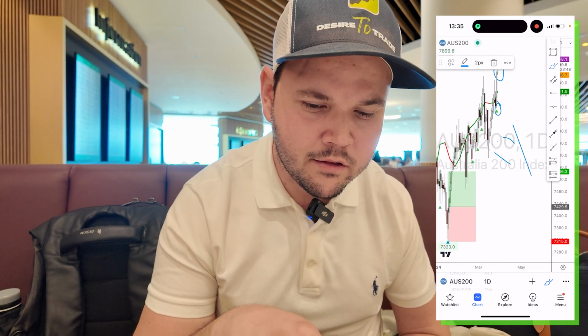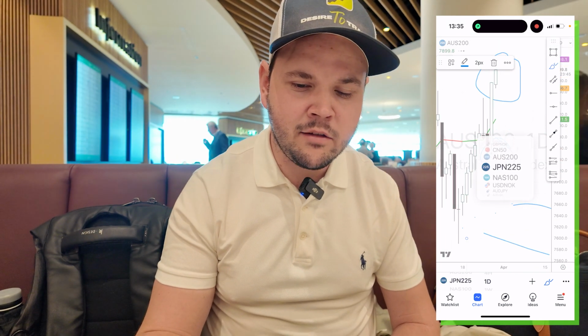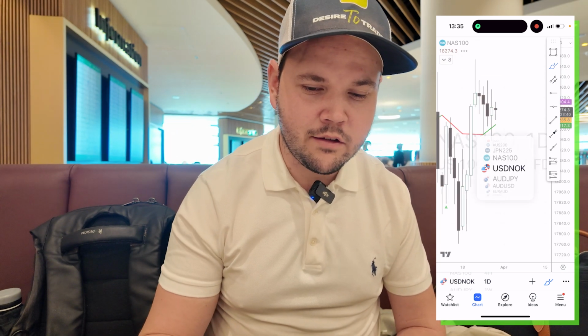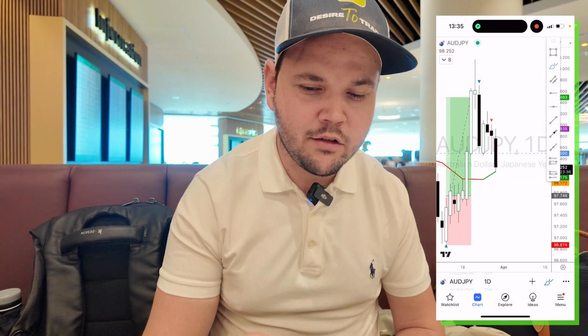I'm zooming out of this. It's very near the top of the market. I have a trade on the S&P, which is correlated to this. I'm going to take this one for now. Here we have Nasdaq, okay, USD and okay, and that's it to finish the list.